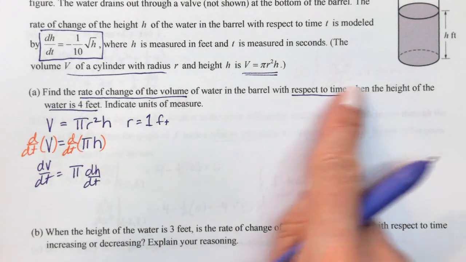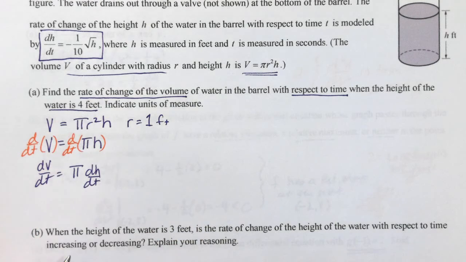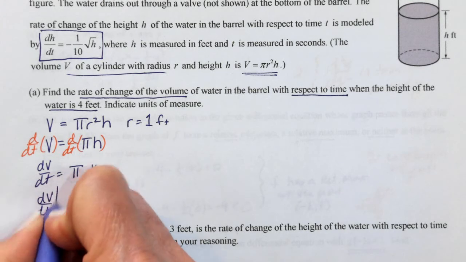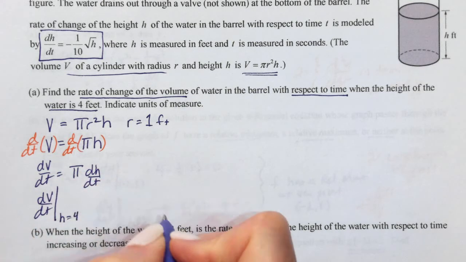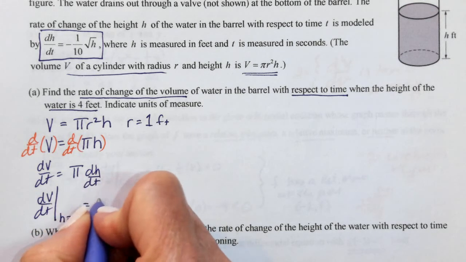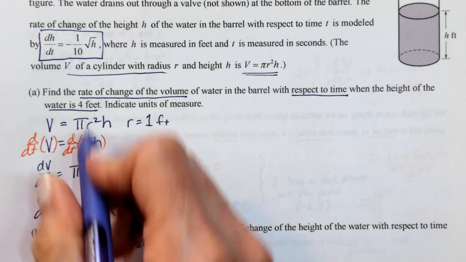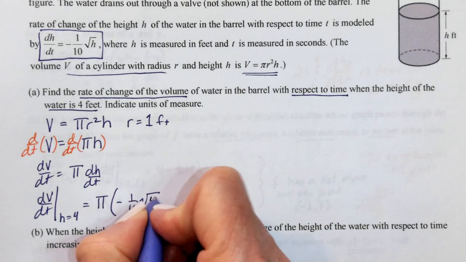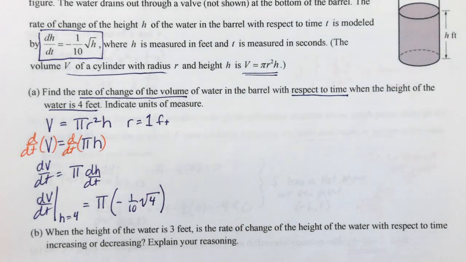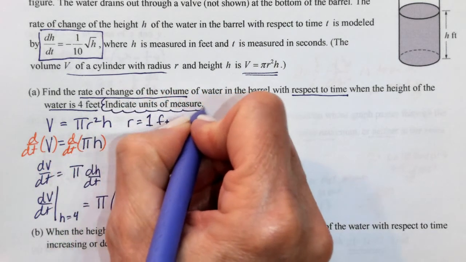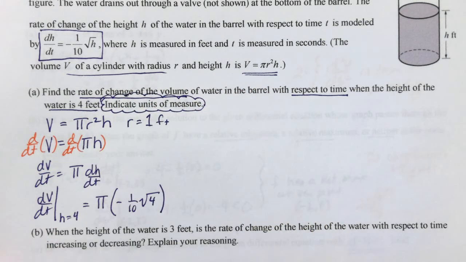Now we need to put 4 feet in for h, so dv dt at h equal to 4 feet, or you can say when h is 4 feet, that's fine, is pi times, now dh dt they gave me was -1/10 square root of h, and I'm just putting 4 in for h. Did they require units? Oh, they did require units. I almost forgot units. That's why I bubbled that.